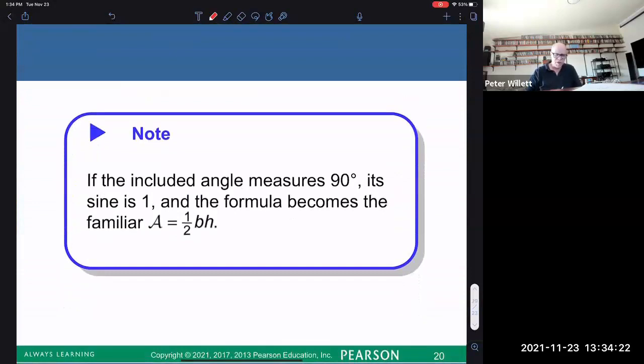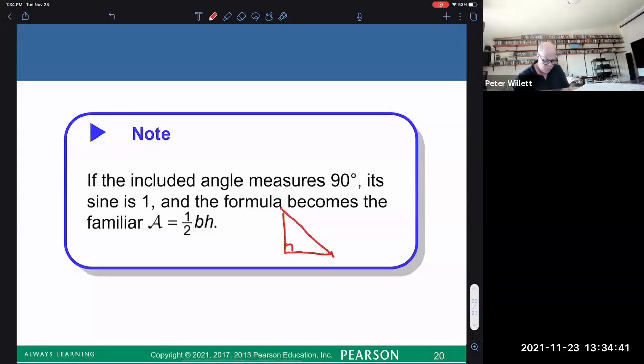So the note is, if the included angle measurement is 90 degrees, its sine is 1, and the formula becomes area equals 1/2 base times height. Why are they making a note of this? Because this is the formula we had before for when you have a right triangle, for example.